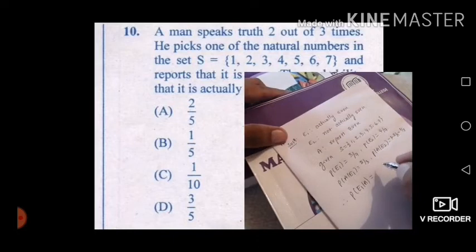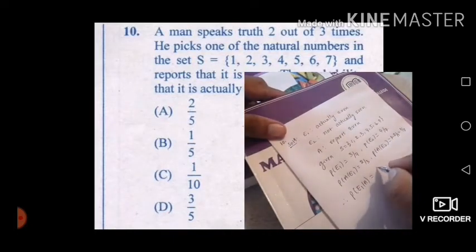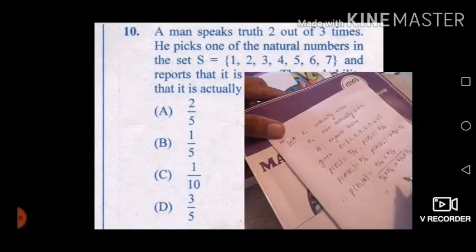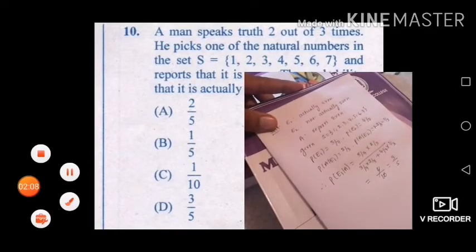Using the formula we got probability of even, that is 3 by 7 into probability of A given even 2 by 3, divided by 3 by 7 into 2 by 3 plus 4 by 7 into 1 by 3. Finally, after solving this, we got 6 by 10. Solving these two, we'll get 3 by 5. Hence, option D is correct.